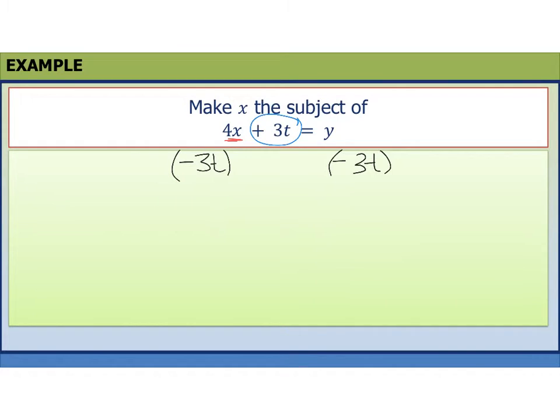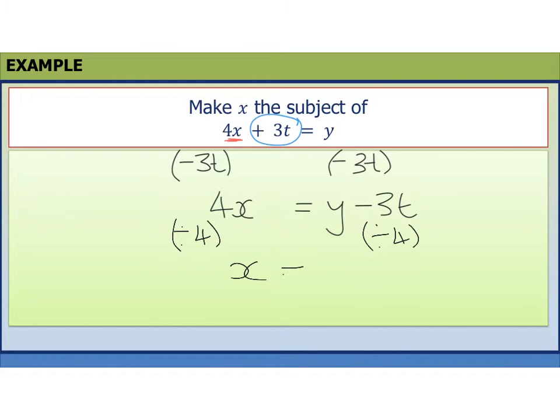So on the left-hand side, I've got rid of the 3t. On the right-hand side, well, 3t and y, they're not the same letter, so I've only got y minus 3t, because I had y, and I'm taking away 3t, so I've got y take away 3t, and I can't do anything to that. I now want to divide by 4, just like in the previous example, divide by 4, and I get x equals y minus 3t all over 4.